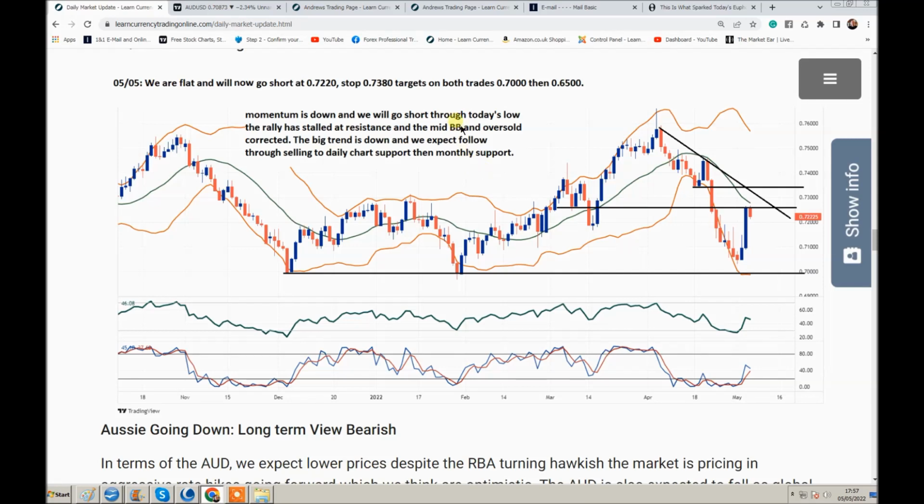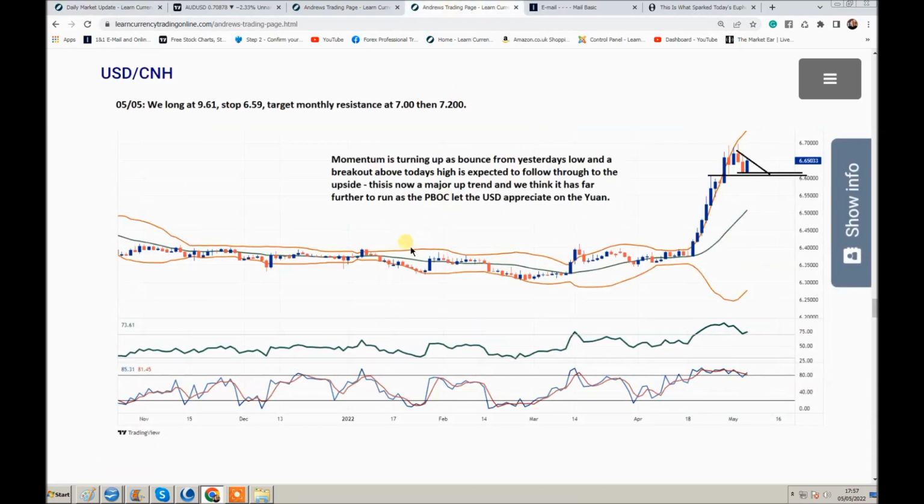Also, I've said it in my preview video, you should keep your eye on USD CNH because the Aussie will go down if the USD goes up on the CNH. Why?